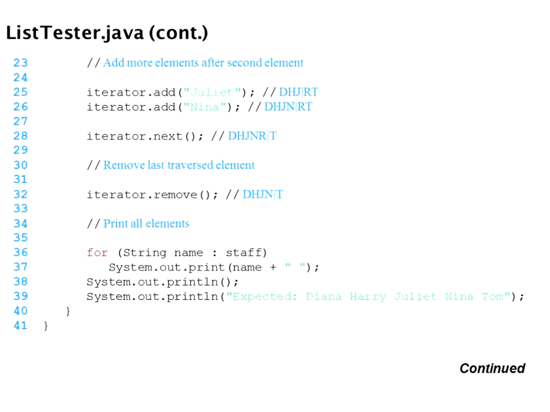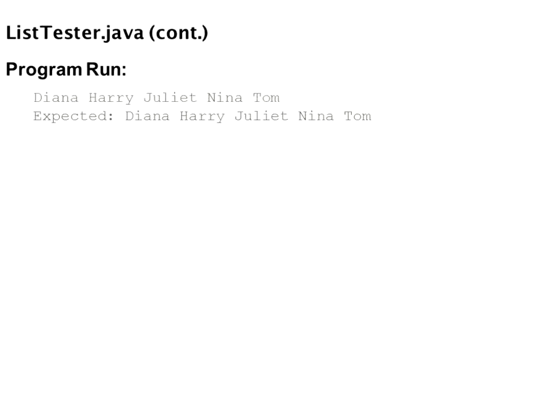Here you have system.out.print and then name plus a space. So what's the first name? The first name is Diana. So firstly, Diana will be printed. And then Harry, Juliet, Nina, and Tom. These are printed. And after that, this statement is printed: expected Diana, Harry, Juliet, Nina, and Tom. Now let's see the output. This is the output.